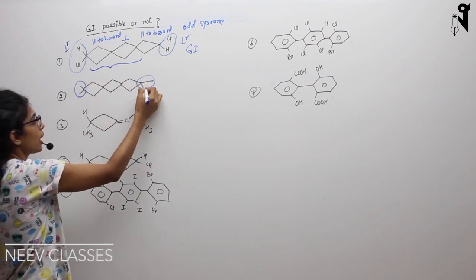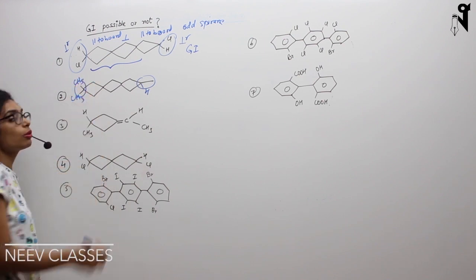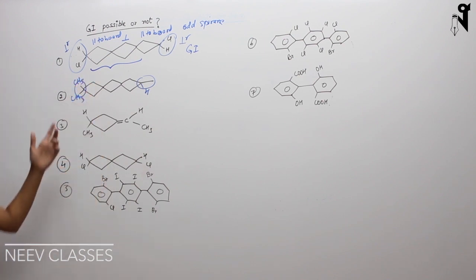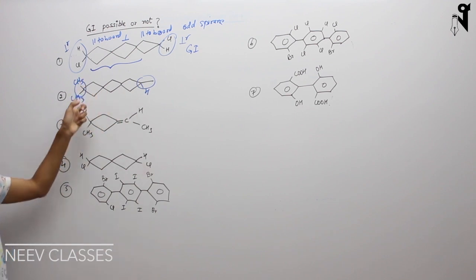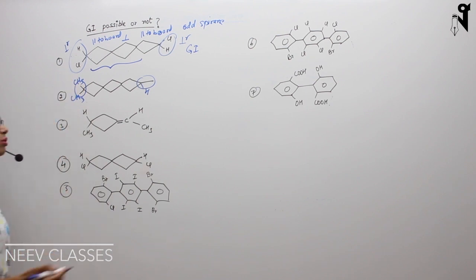Okay, now look here, this is also an odd spirane. Here you have CH3 and hydrogen attached, but here you have CH3 and CH3 attached. So two same groups are attached over here, and hence, though it could show GI if there were two different groups here, it cannot, because now two same groups are attached over here, so no GI.